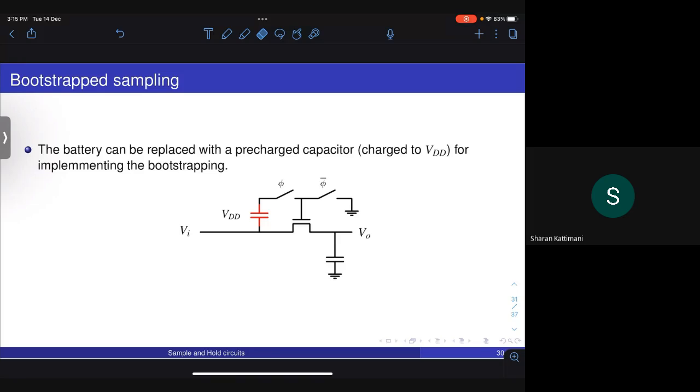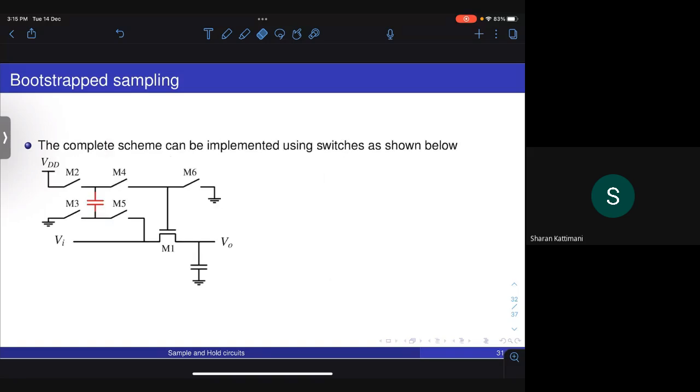Now, how will you pre-charge this? You can again use a set of switches to pre-charge the capacitor to VDD every time the switch is turned off, and every time the switch is turned on, you disconnect it from VDD and connect it in series with the input. So that is what is shown here. So the complete scheme looks like this. When the switch is off, this gate is connected to ground, and by turning on M2 and M3, you charge the capacitor to VDD.